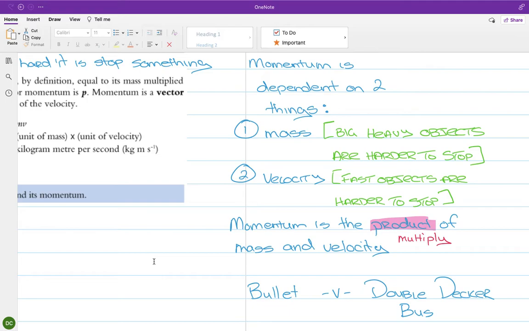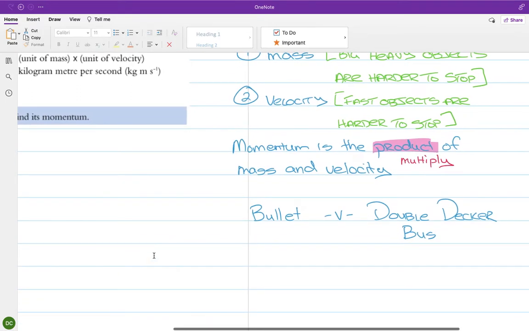So here's an example. I'm sure you've got this now at this stage, but here's an example of a bullet, which has, generally speaking, a very small mass. Normally something like 10-12 grams, but it has a really high velocity. So a bullet has a high momentum because of its high velocity.